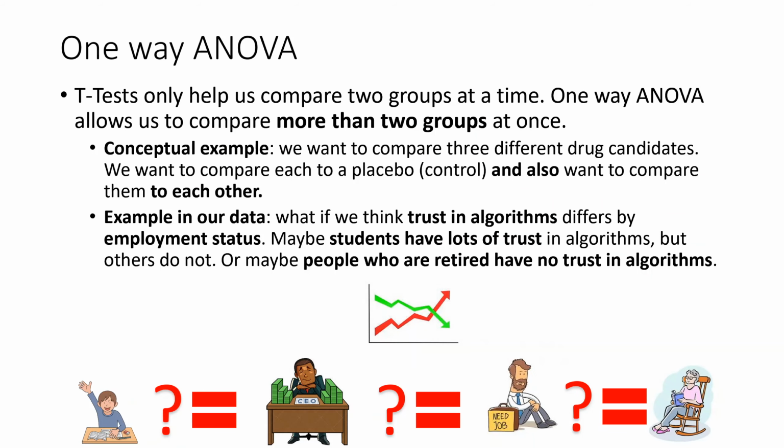So now we'll talk about one-way ANOVA. So t-tests help us compare two groups at a time. But what if we have more than two groups? And that's where one-way ANOVA comes in. One-way ANOVA allows us to compare more than two groups at once.